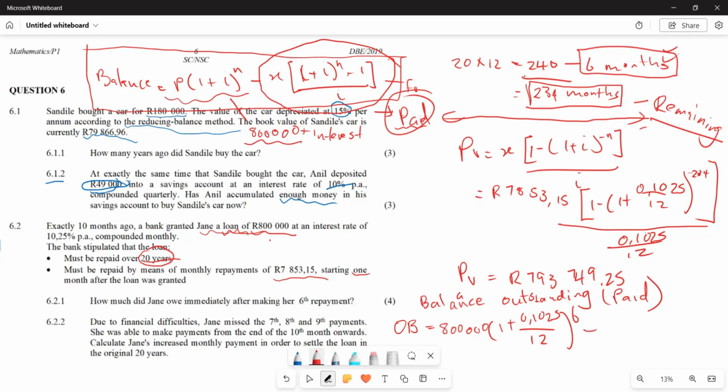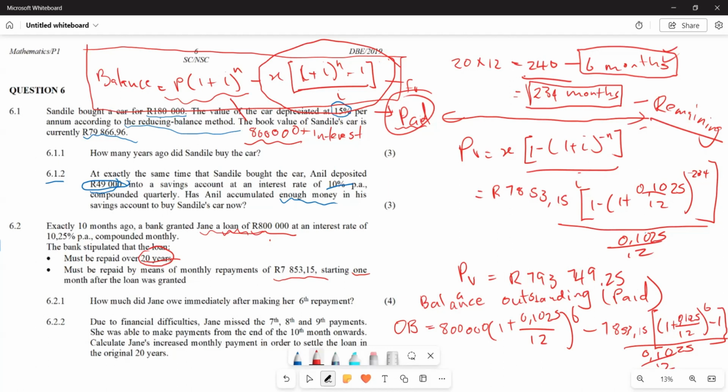Now this is going to subtract the 7,853.15 into, let's try and squeeze this nicely here. This is going to be 1 plus the 0.1025 over 12 to the power of 6, subtract 1. Isn't it so? And over the interest, which is 0.1025 over 12.